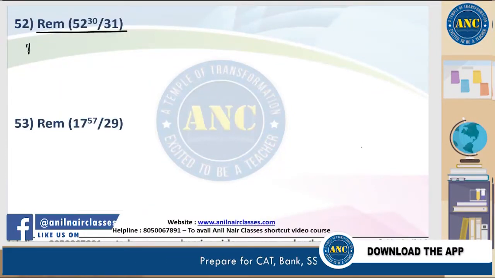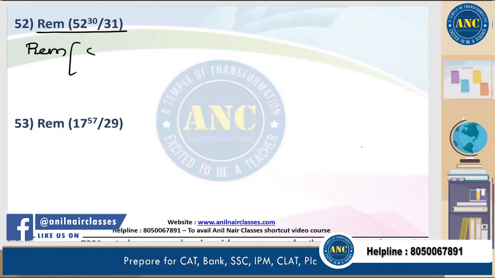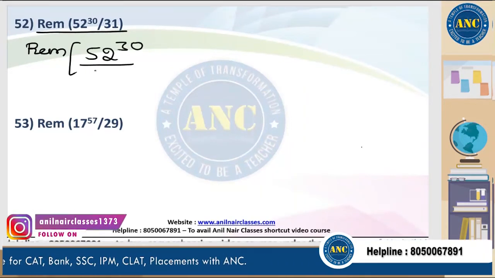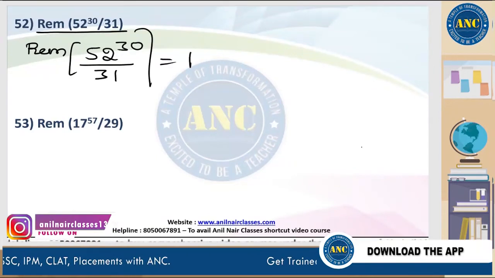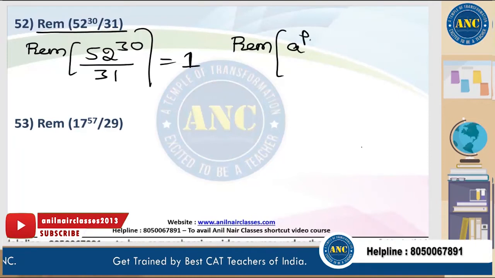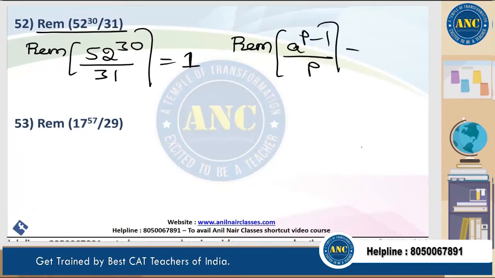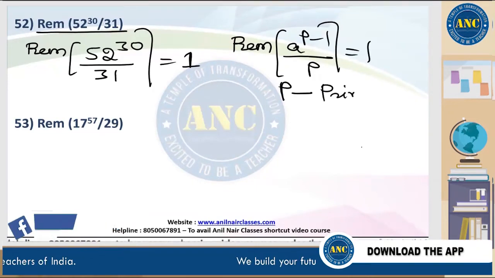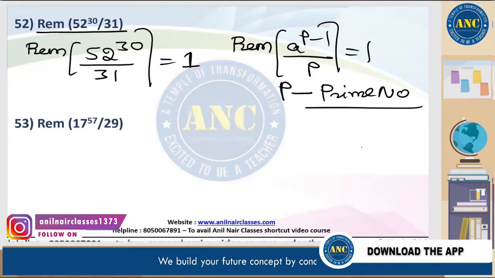52 power 50 divided by 31 directly. 31 is a prime number, so the upper power has to be p minus 1. So the answer is nothing but 1. How is it directly? A power p minus 1 divided by p is 1 when p is a prime number.